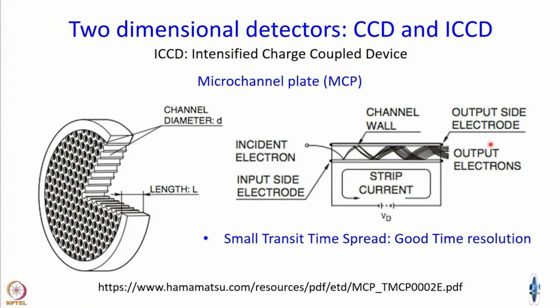What is the meaning of transit time spread? If you have read about photomultipliers, there are dynodes, plates at different varying voltages, and your electrons have to go from one to the next, and so on. The time taken by an electron to go through the detector is called transit time. Now, there can be many different paths, and the transit time can be very different depending on what path the electrons take.